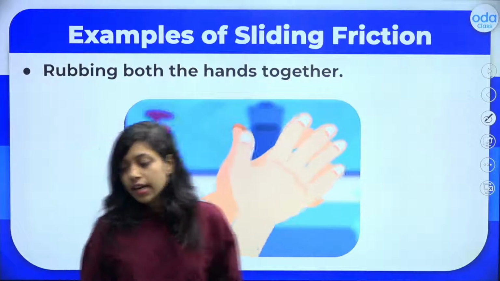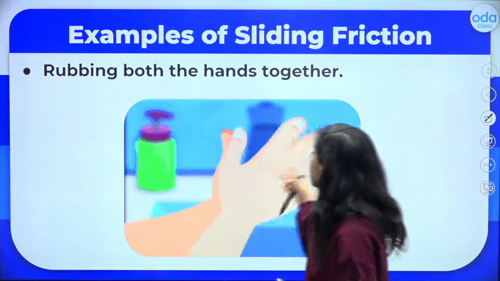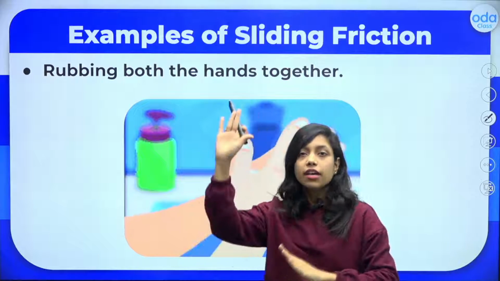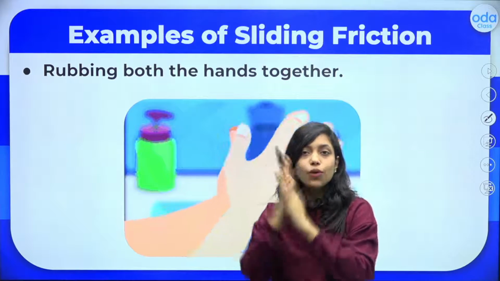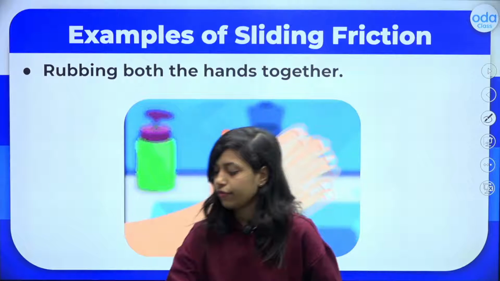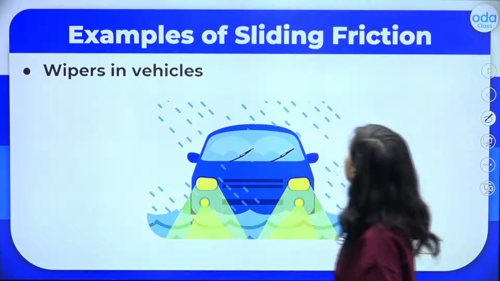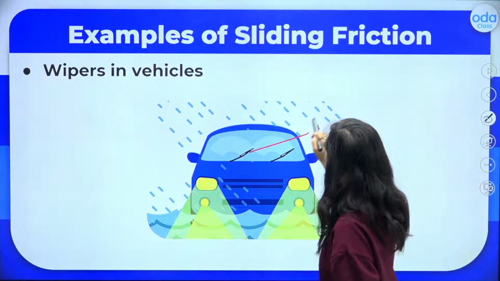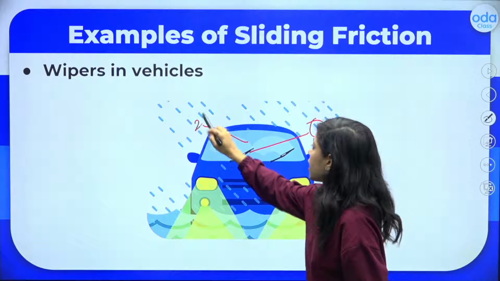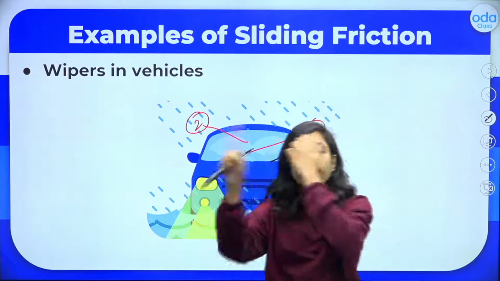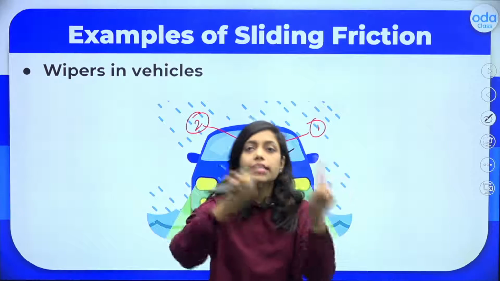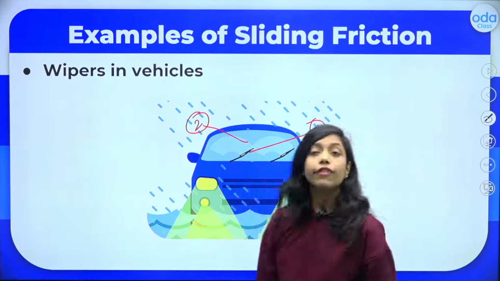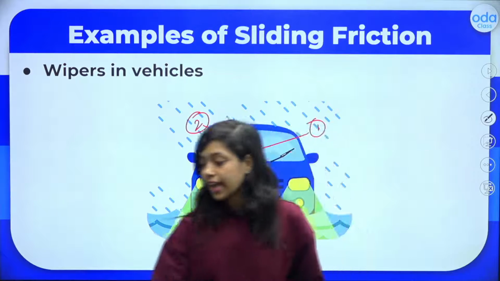Not only that, rubbing both the hands together. When you rub hands, there is a sliding movement between surface number 1 and surface number 2. So this is also sliding friction. And also wipers in vehicles. The wiper is surface number 1, the glass is surface number 2. And when the wipers are moving like this, there is sliding contact between the two surfaces. So hence there is sliding friction.